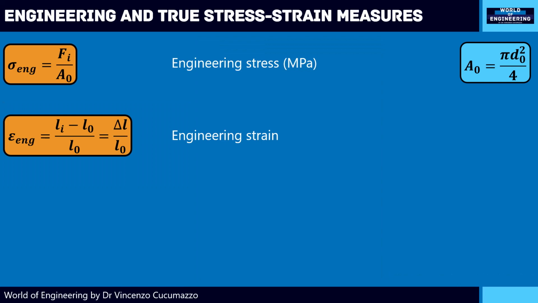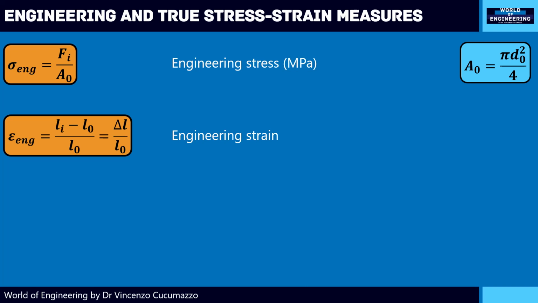Now, we have a question. We have force and displacement, so why do we need to calculate stress and strain? The answer is simple. Force-displacement characteristics depend on the specimen size. Now, to minimize these geometrical factors, these measures are normalized. And then we have engineering stress, sigma eng, and engineering strain, epsilon eng.